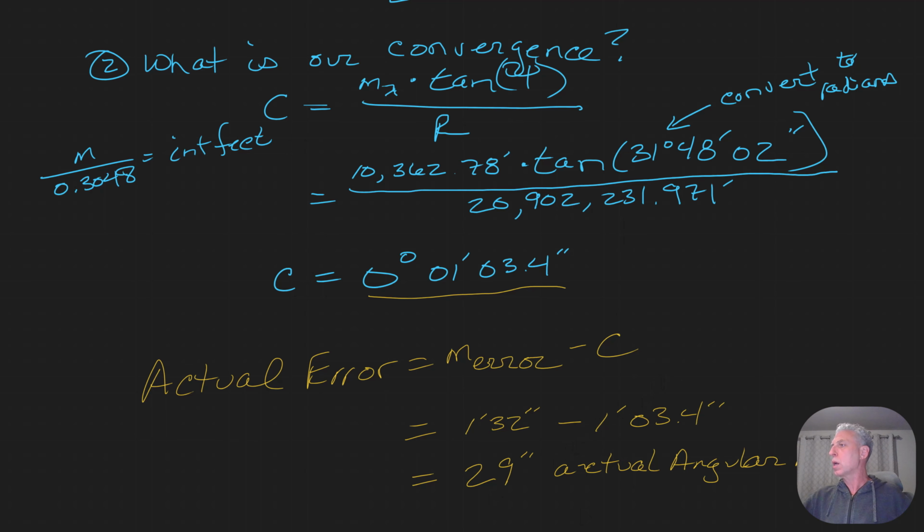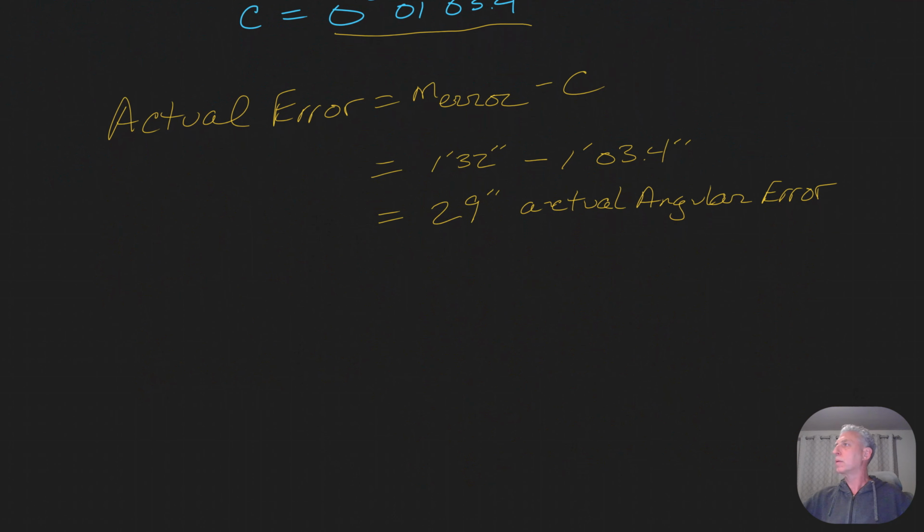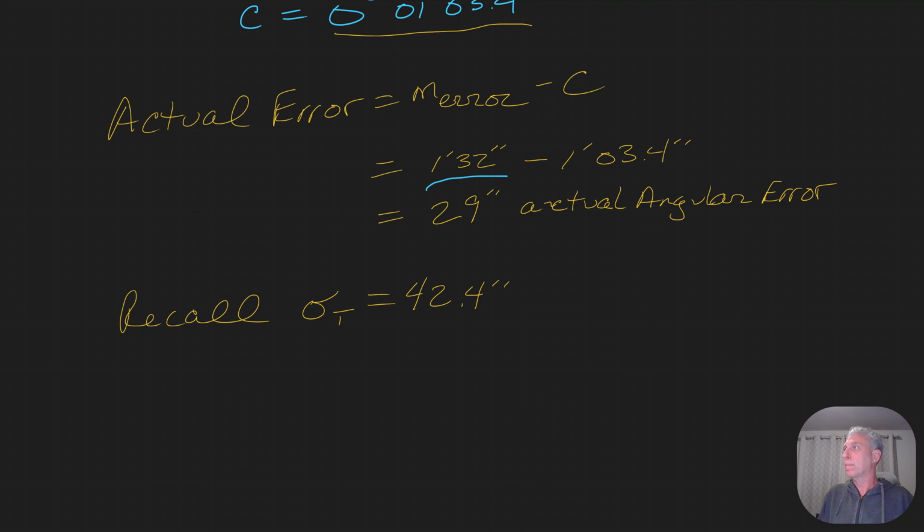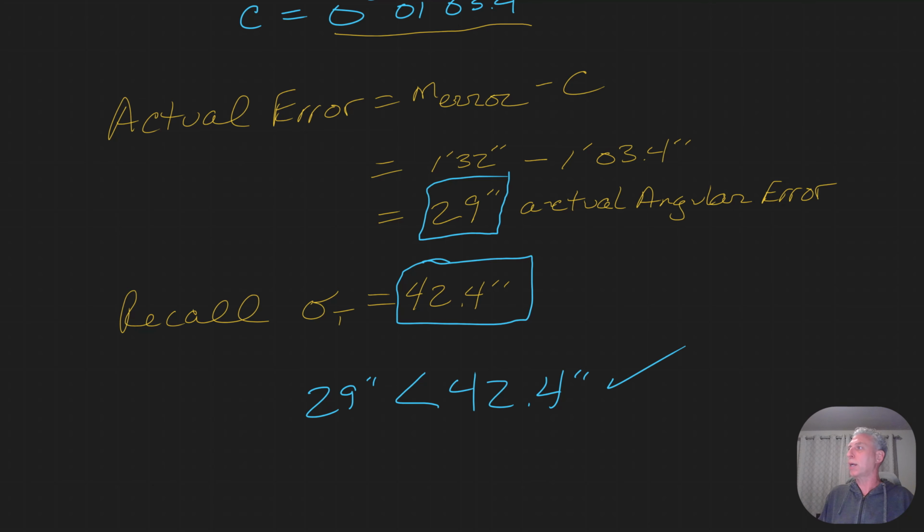And if you remember, my sigma total was equal to 42.4 seconds. Aha! So now my actual error has fallen within my expected error. So 29 seconds is less than 42.4 seconds, and check.